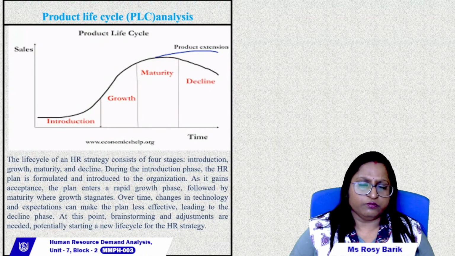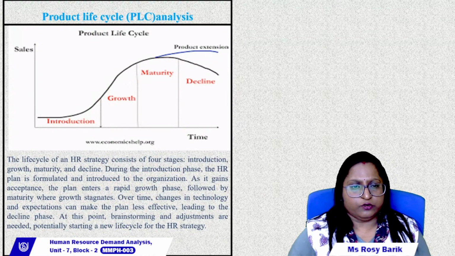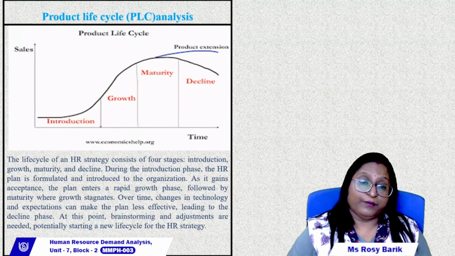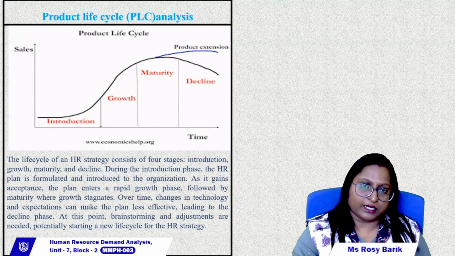And also, if companies see that a product is going into a decline condition, instead of working on that, they do product extension so that it can remain present in the market, or it can be one of the market competitors.